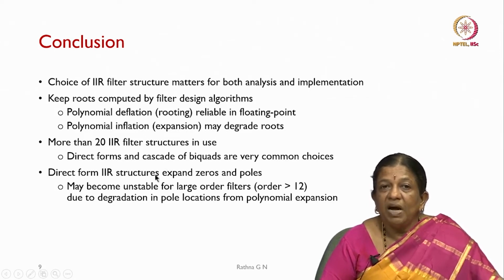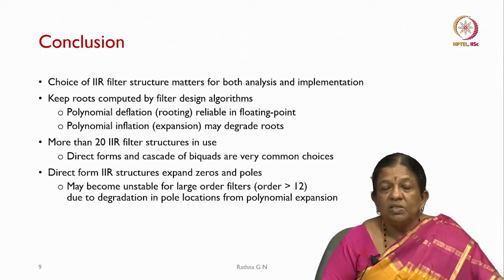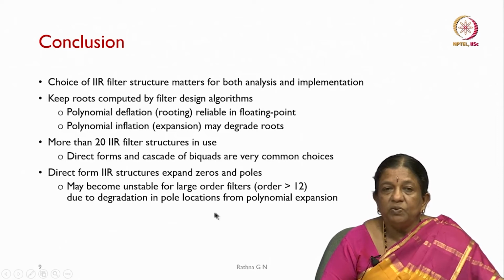In the direct form IIR structures, expanding zeros and poles may become unstable for large order filters, usually order greater than 12, due to degradation in pole locations from polynomial expansion. Most of the time in MATLAB, when we design our filter, we use the MATLAB FDA toolbox. It provides us stable filter coefficients, which we will be using in our implementation.